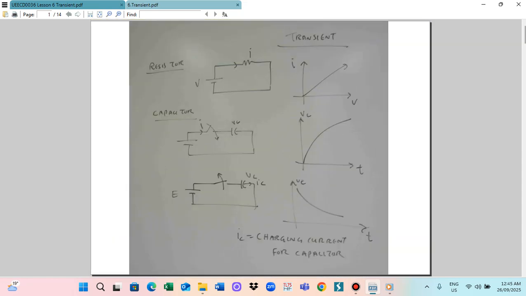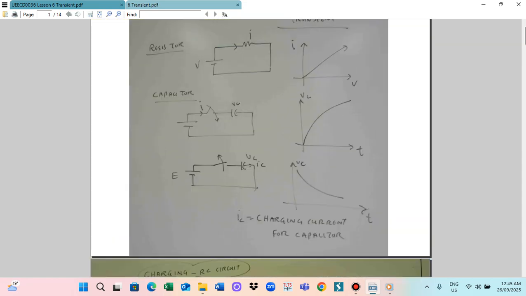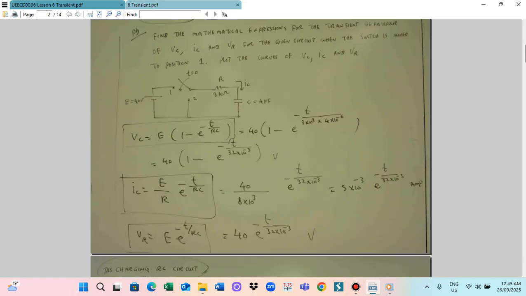So those are the transient characteristics of the resistor, the inductor and the capacitor. At the time of switching on and switching off, we study the behavior of the circuit. Those are the transient characteristics. Okay, now we look at a resistor and a capacitor in series with the supply voltage E.